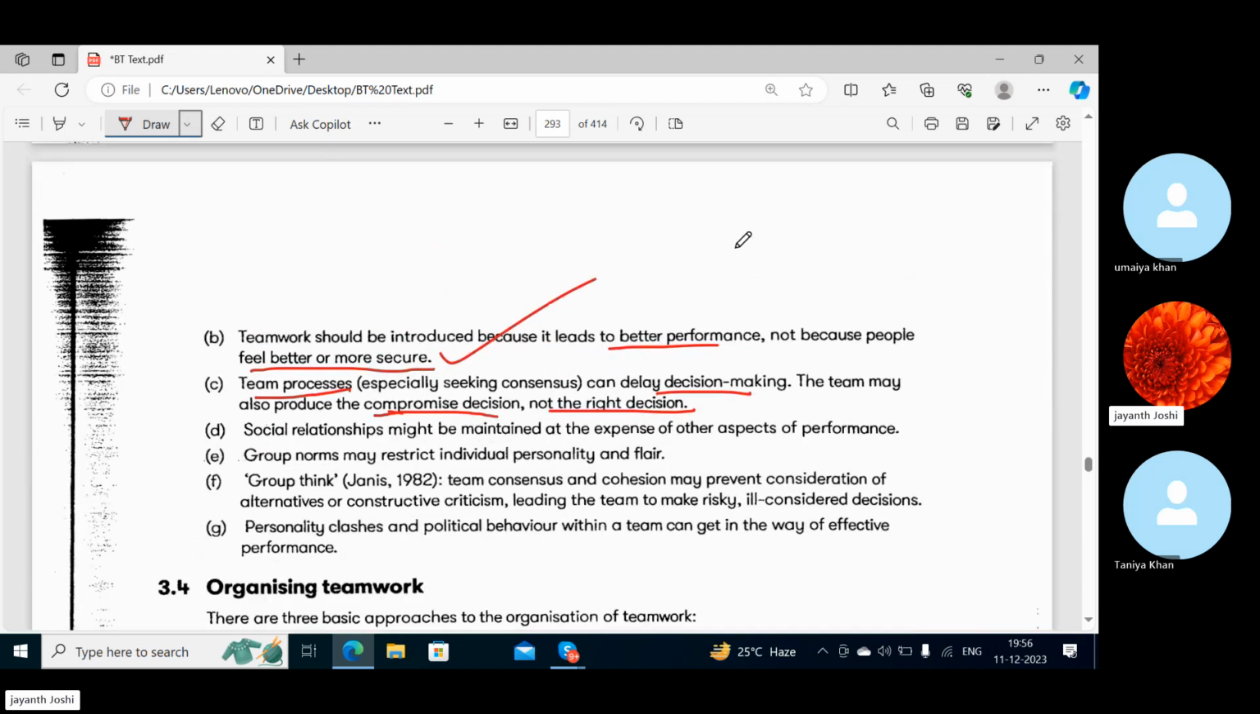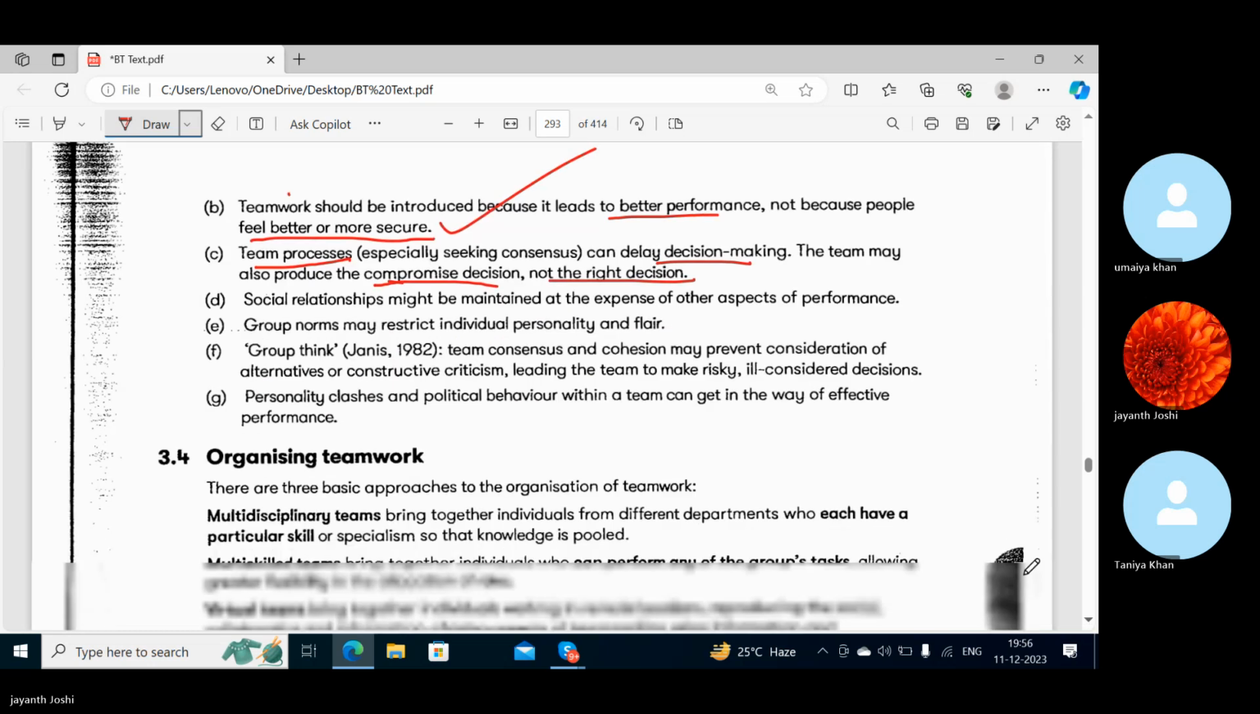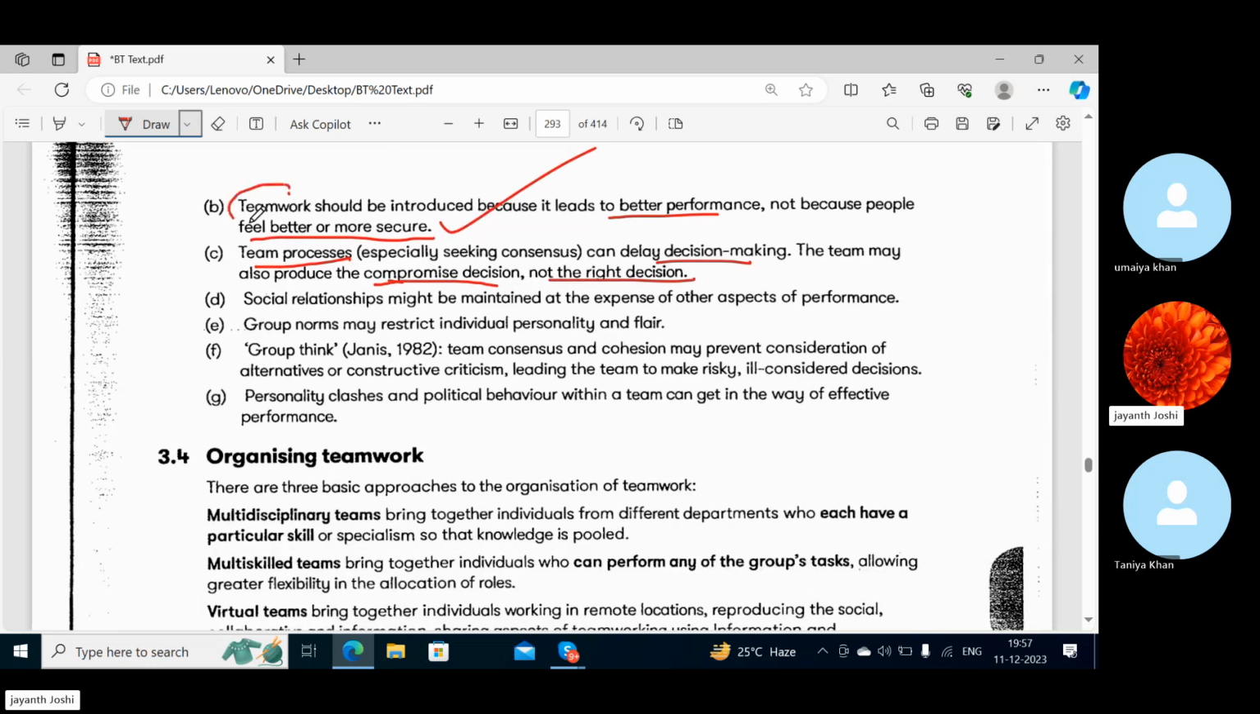When there is a task, if someone can do it in a very short span of time and some individual is very capable of doing it and he is not overburdened even, so why a team has to be formed? Team is formed only for big tasks. Teamwork should be introduced because it leads to better performance, not because people feel better or more secure. That's what the team should be made for some specific purpose, but not because people feel more secure in it.